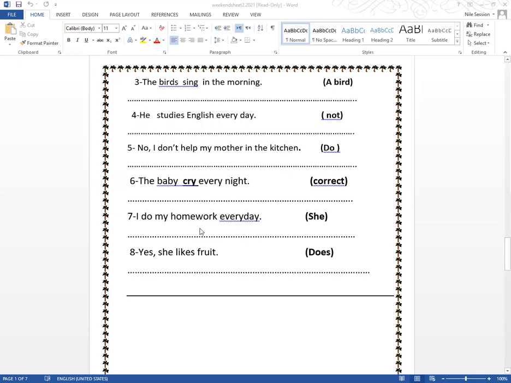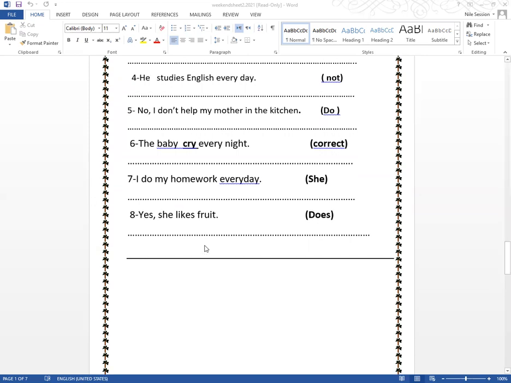Number 7: I do my homework every day. I want to use she. So here I will put she instead of I. Then I will change the verb as she from supers. Do ends with O, so I will add ES. She does her homework every day. And don't forget to change my to her.